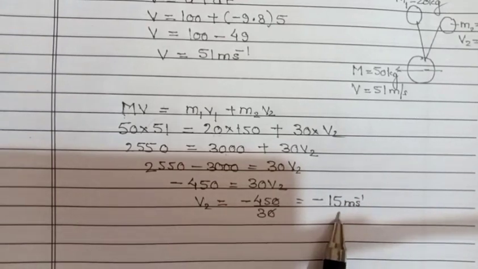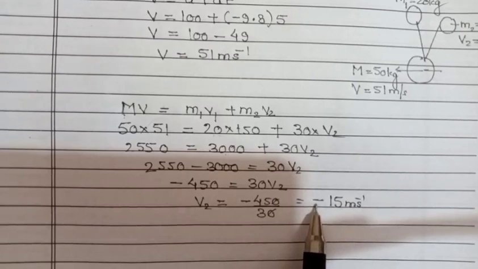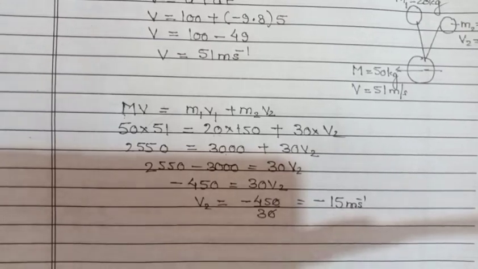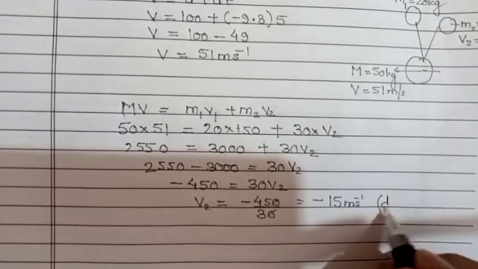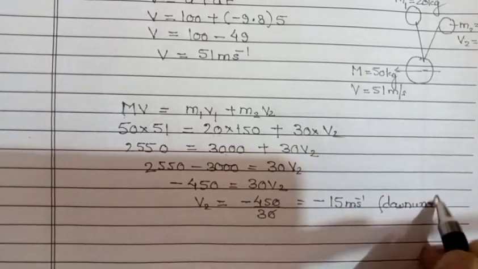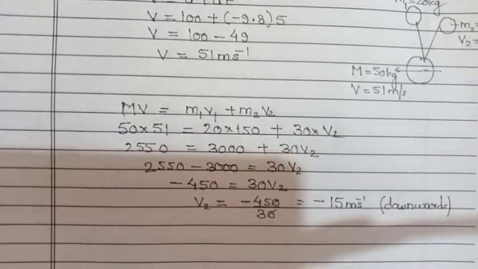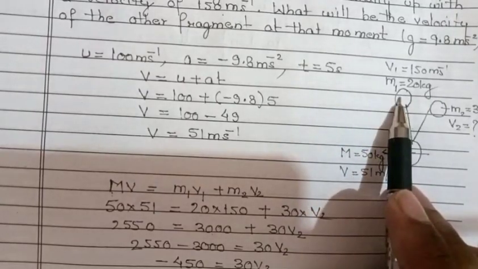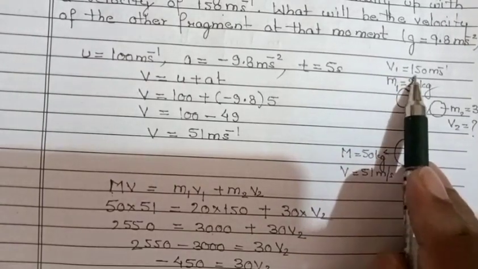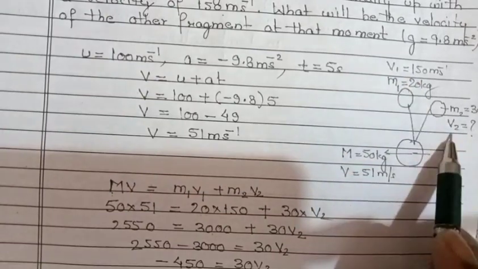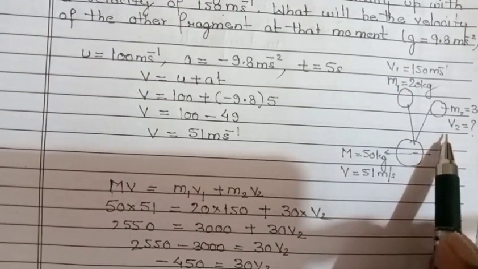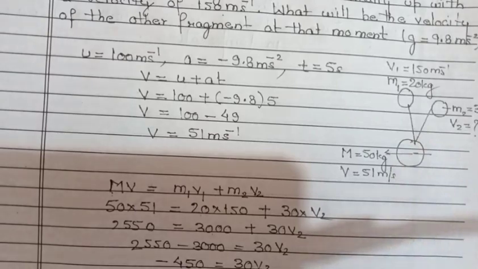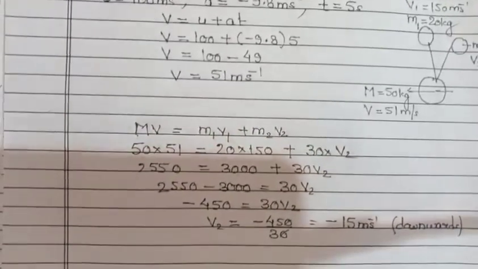So magnitude is 15 and negative sign shows that it is moving in the downward direction. See here, we have considered particle was shot up. So moving in the upward direction, we have considered velocity to be positive. See, 51 positive. The first particle was also moving in the upward direction, so we have considered the velocity positive. Now for the second particle, we have got velocity negative, so that means it is moving in the downward direction. Hope this question is clear to you now.